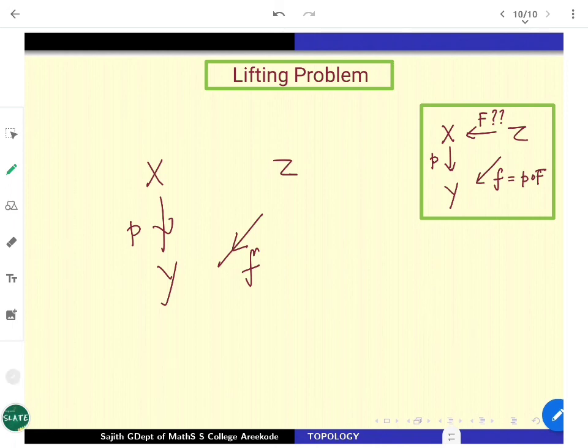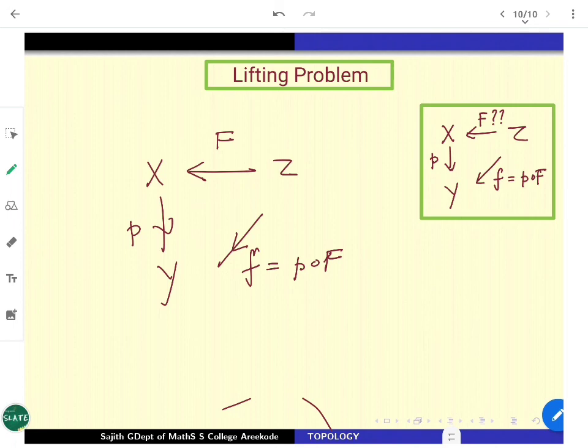So once again, the dual problem is nothing other than this: can you find a function F so that the following diagram commutes, which means f can be written as P dot F. Diagram commutes just means that P dot F will give back f. So a continuous lifting is possible or not. That is the dual problem. Whenever you are talking about this commutativity of the diagram, remember that the range of the small f should be in the range of P.